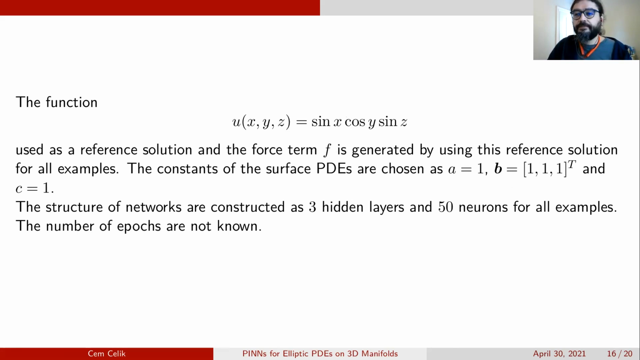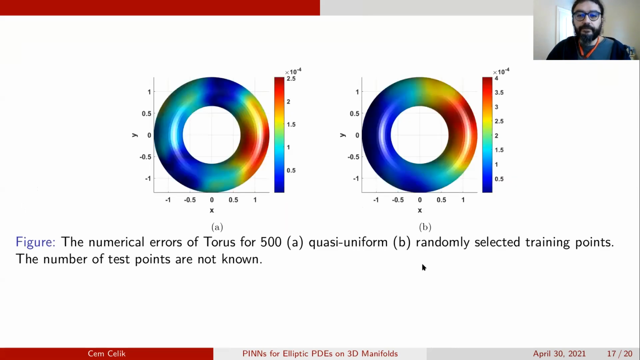And here again, they used the same constants for A and B, and they changed the last one. This was 5 in the first example. Here it is 1. I don't know why they changed these. And as a network structure, they use 3 hidden layers and 50 neurons. For all examples, the number of epochs is not known. And we also don't have any loss graphs for the rest of the examples.